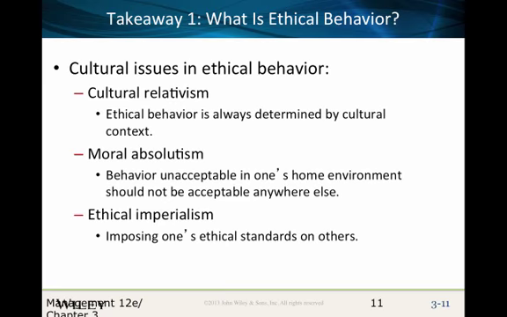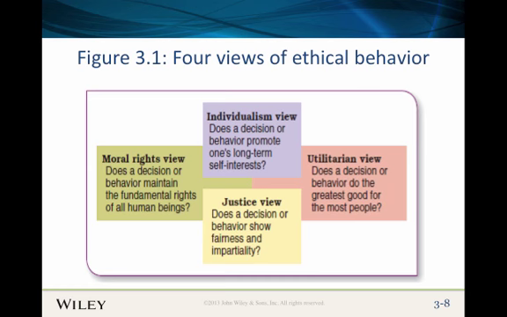So that's important for you to see that each one of these different perspectives, let me just return to those. Each one of those perspectives has a central core question. Utilitarian, does it promote the greatest good for the most people? From the individualism, does a decision promote one's long-term self-interest? From the moral rights, does a decision maintain the fundamental rights of all human beings? And the justice, does the decision show fairness and impartiality? They all have some central theme or question. They all have advantages and they all have disadvantages. So I want you to take that into consideration when you look at these four perspectives.